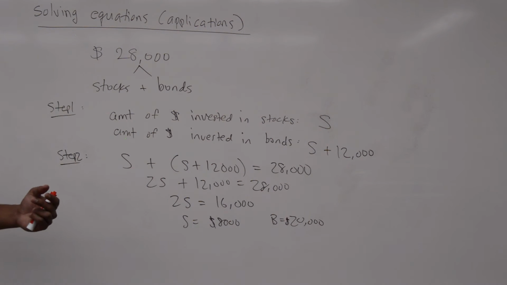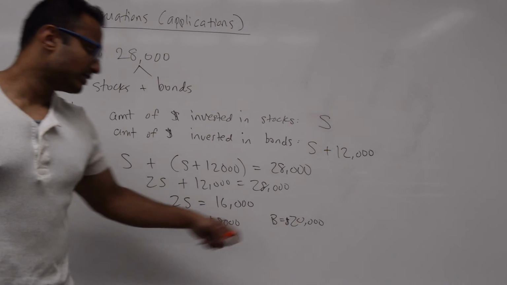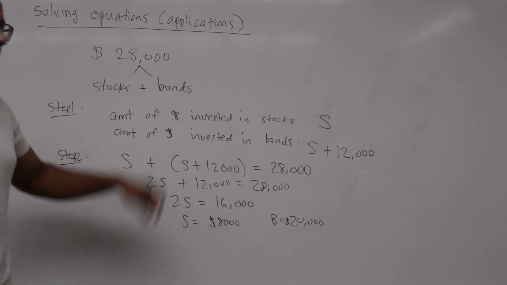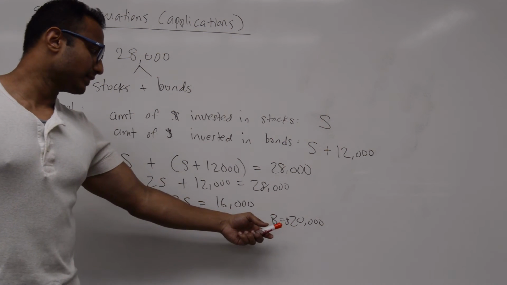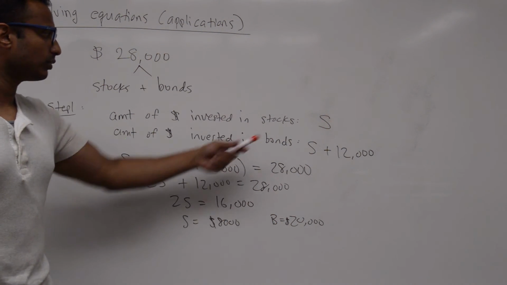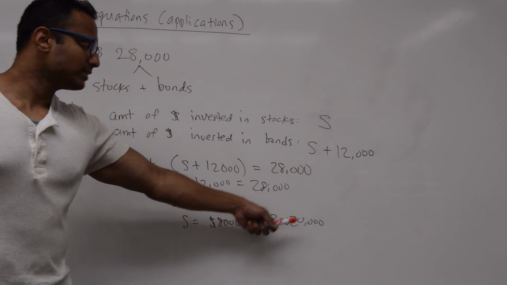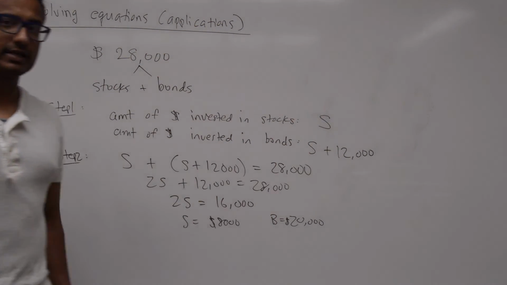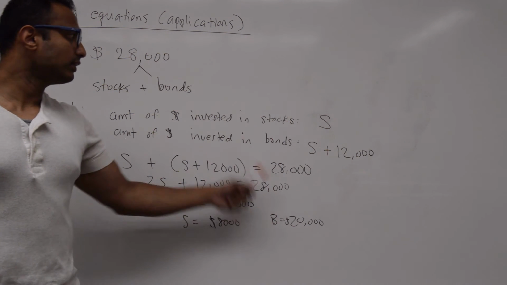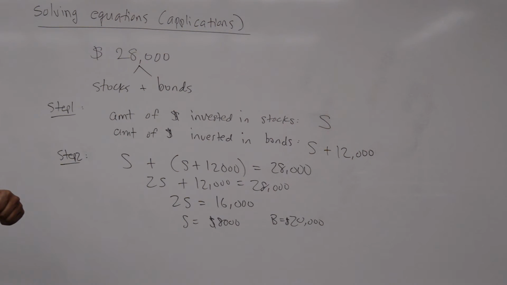Now, does that make sense? 8,000 plus 20,000, does that give you 28,000? Yeah. Is 12,000 more than 8,000? Yes. So both these conditions are met. The amount of money in bonds is 12,000 more than the amount of money in stocks. And if you add those together, it gives you $28,000.